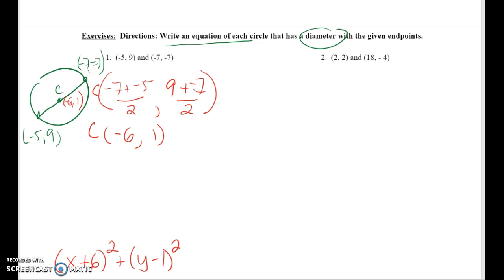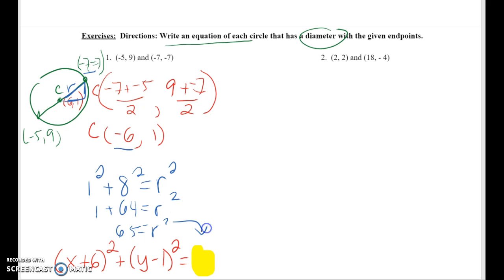And now to finish our equation, we need the radius squared, right? So just like we did in the previous example, we need this distance here. And so we're going to find the difference in the x's between our center and one of the points. So from -6 to -7, that distance is 1. From 1 to -7, that distance is 8, and that will equal our radius squared. So 1 squared is 1, 8 squared is 64. So our radius squared is 65, and again, that is what it equals in our equation.